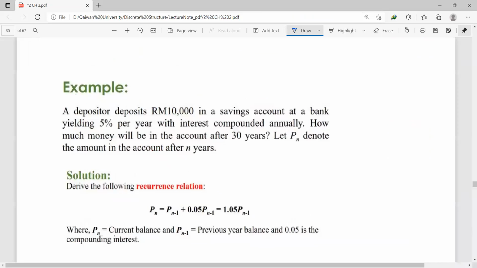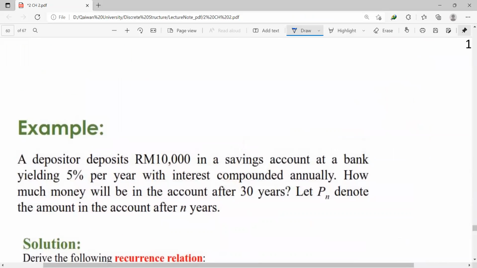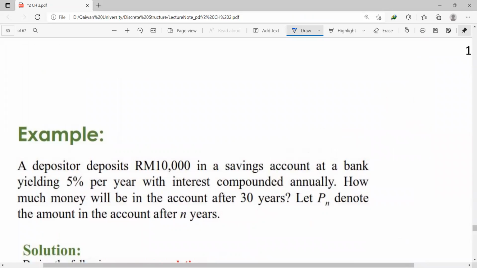Okay, here we have an application example. A depositor deposits 10,000 ringgit Malaysia, I just say RM, in a savings account at a bank yielding 5% per year, with the interest compounded annually.